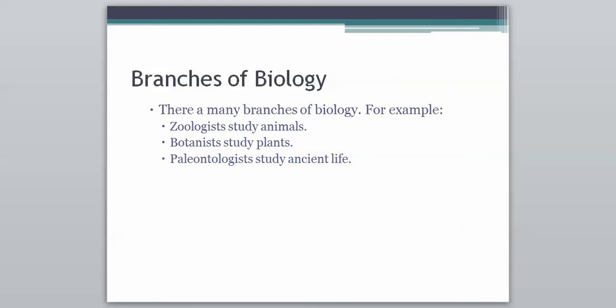And really quickly, some branches of biology. These are just a couple quick examples. Zoologists study animals, botanists study plants, and paleontologists study ancient life. These are just an example of three of the many branches of biology. Every zoologist is a biologist, every botanist is a biologist, and every paleontologist is a biologist as well.